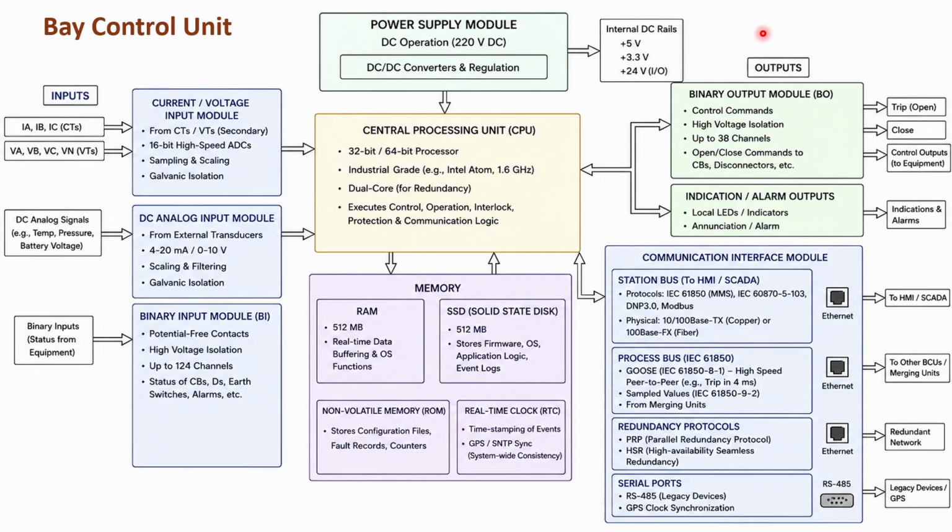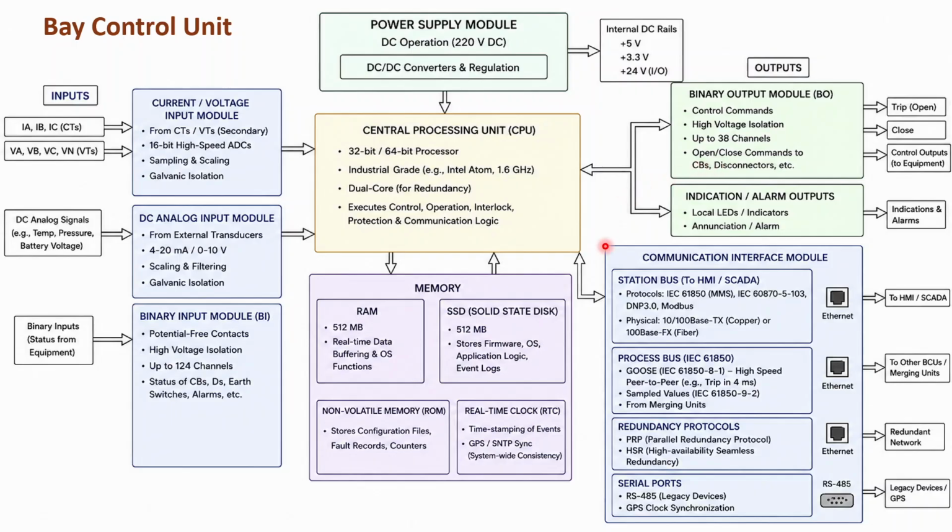And these bay controller units also provide the outputs, right? So it could be binary output modules to send the control command. They provide high voltage isolation, and there could be up to 32 or 38 channels, so they can basically send open and close commands to circuit breakers, disconnectors, etc. And the indication and alarm outputs are also there. These are basically local LEDs or indicators, and some alarms that indicate any abnormal conditions in the system.